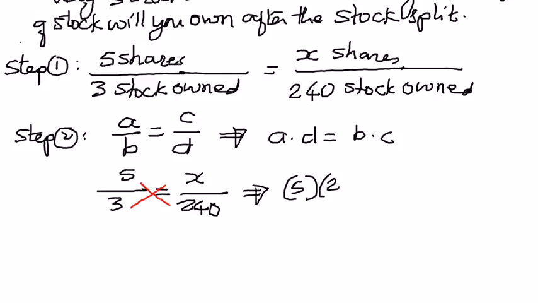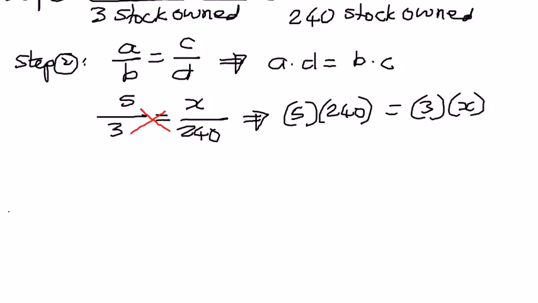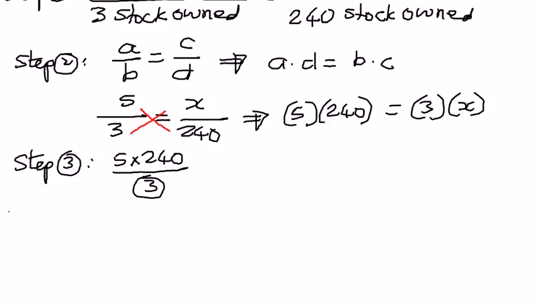5 times 240 is equal to 3 times x. We have used the proportions property. Now we are ready to use the division property to be able to simplify this particular problem and then find the value of x. So to do that, we are going to divide by 3 on both sides. 5 times 240 divided by 3 is equal to 3 times x divided by 3. As long as we have similar terms in the numerator and denominator, we can cancel them out.